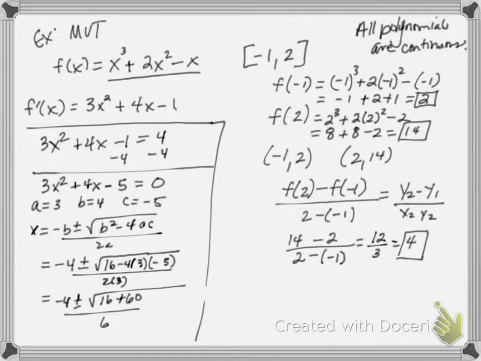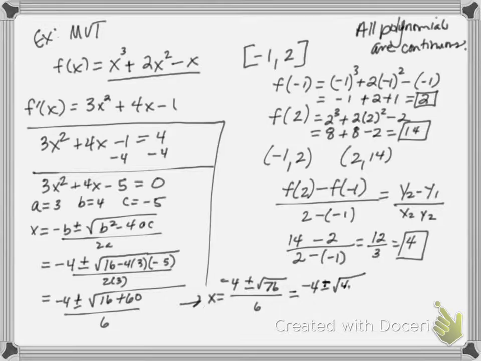So I'm going to get -4 plus or minus the square root of 76 all over 6. All right, so that is my x values. I need to see if I can simplify the square root of 76. Let me see what that's going to be.